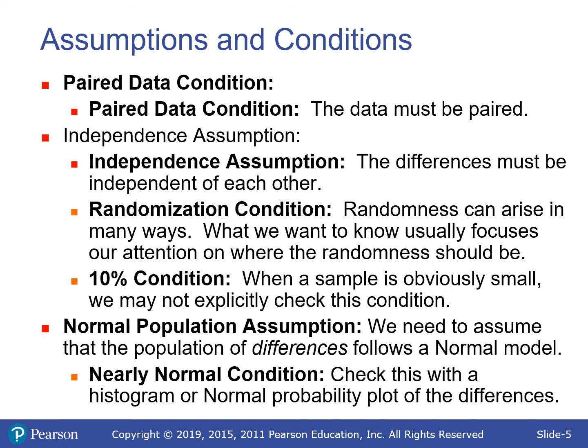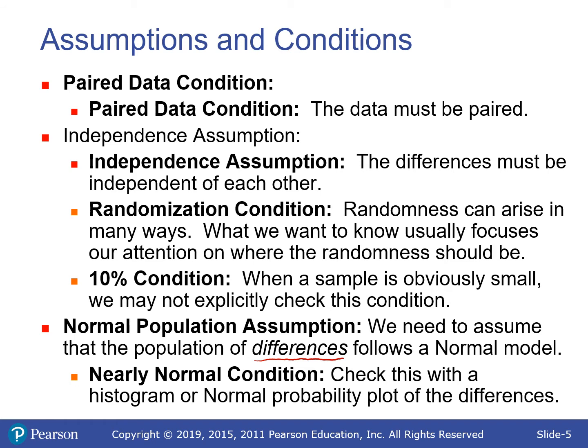Normal population assumption. We need to assume the population of the differences follows the normal model. How do you do that? You check to see if it's nearly normal or not clearly non-normal. So with your differences, make a histogram, make a normal probability plot. Remember, just a quick sketch of those to show that, hey, I checked this. It looks fairly symmetric. There's no big outliers. We'll use a normal assumption.